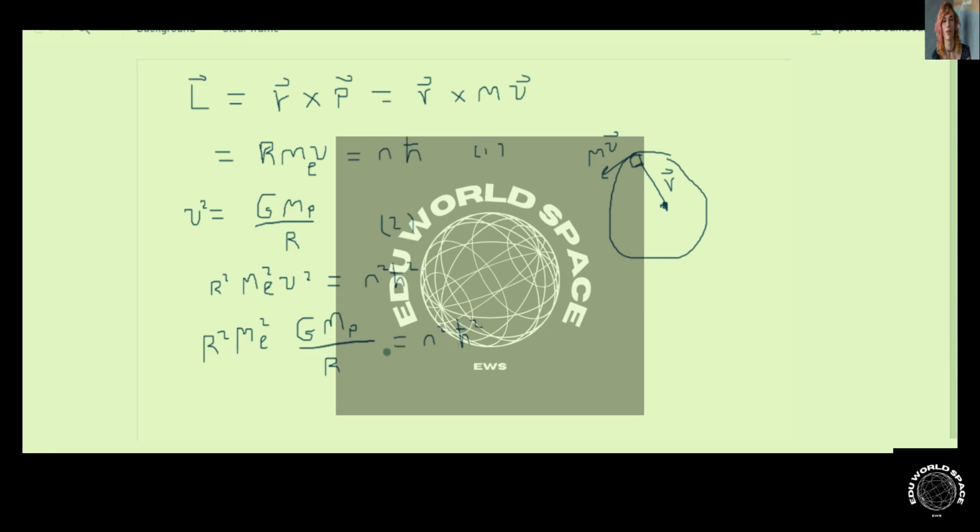So we can get an expression for R, the radius of the atomic orbitals. This R cancels with this R here, and we end up with the following. R is equal to what? n squared h bar squared over J Me squared Mb. Wonderful. This is a very important relation here. Let us keep it in mind.